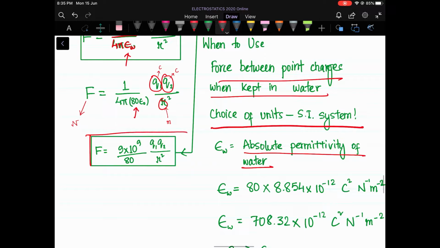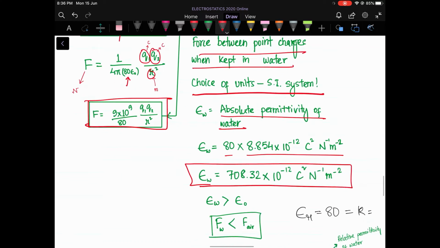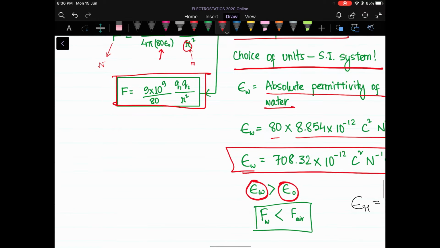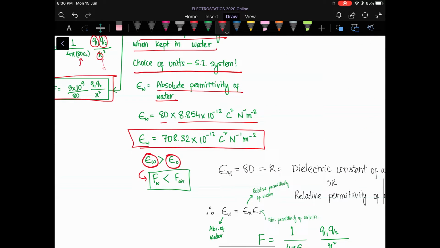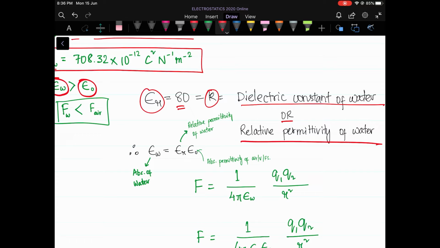So we have written it to be 9 into 10 to the power 9 divided by 80 Q1 Q2 by R square. This 80, when you multiply with this epsilon naught, you got epsilon for your water. Clearly you can say epsilon for water is very large compared to your, or let's say 80 times bigger than your epsilon for your air. Hence I can say that the force in water will be less between the charges compared to the force in air. Again to tell you, the 80 that we got there is what is known as dielectric constant of water or relative permittivity of water. And the relation between this relative permittivity is that we can write absolute permittivity of water equals to relative permittivity of water times absolute permittivity of free space.